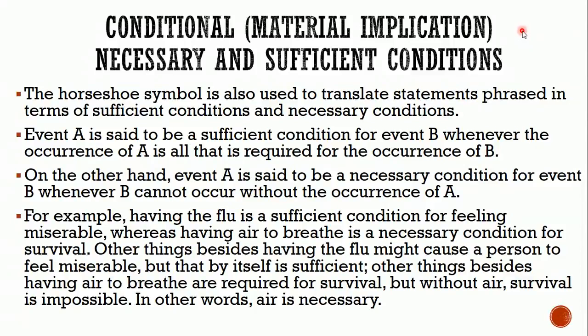That's our horseshoe. And we're going to revisit necessary and sufficient conditions. If you remember, we did this in Chapter 1, but let's review this again. The horseshoe symbol is also used to translate statements phrased in terms of sufficient conditions and necessary conditions. Event A is said to be a sufficient condition for event B whenever the occurrence of A is all that is required for the occurrence of B. On the other hand, event A is said to be a necessary condition for event B whenever B cannot occur without the occurrence of A.